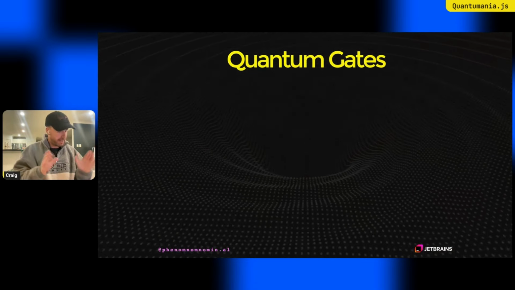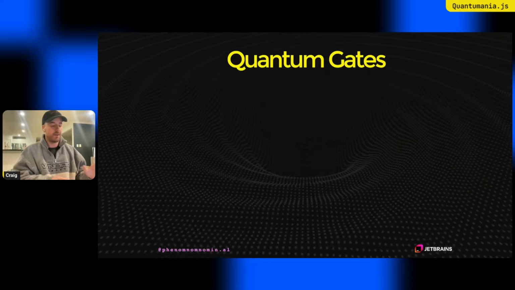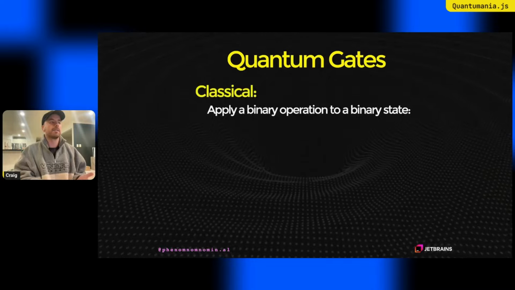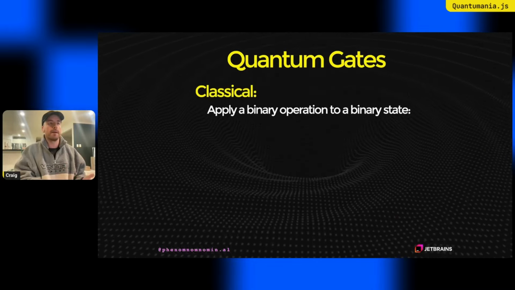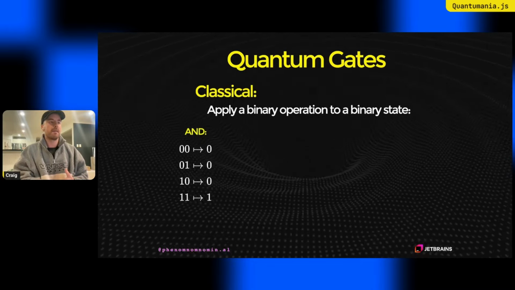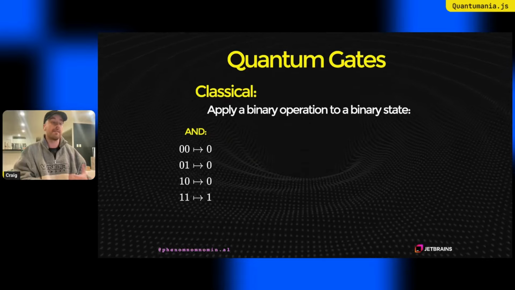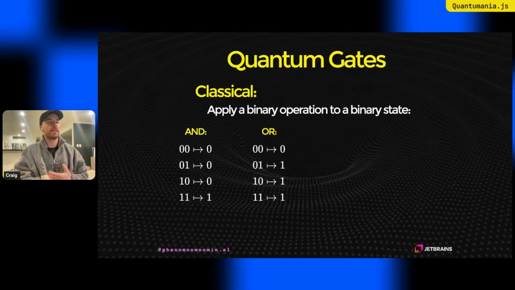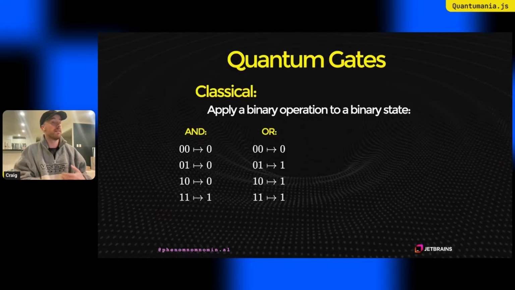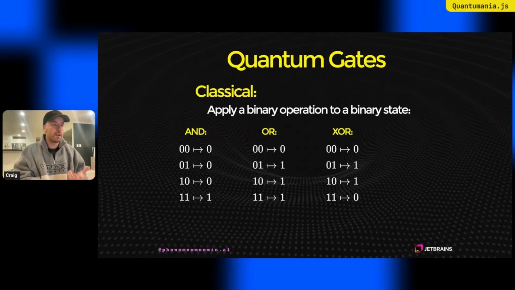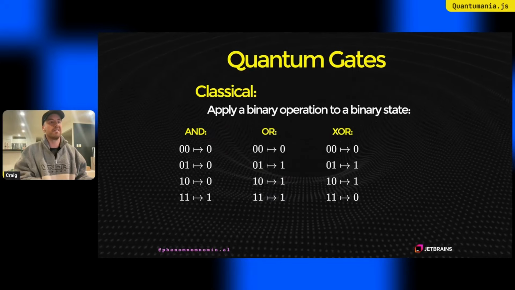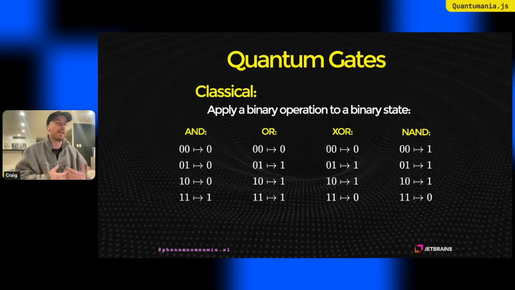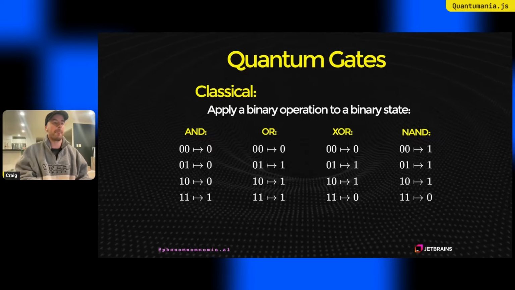Cool. So we have these states and we know how to measure them, but we want to do some stuff with them. In a classical system, we know what gates are. We're applying a binary operation to a binary state. We have an AND, where if we take 2 bits and they're both 1, we get a 1, or an OR gate, where if either of the bits are 1, we get 1. The exclusive OR, where if only one of the 2 bits is 1, we get a 1, or a NAND, which is an inverted AND operation. We always get a 1 unless both of the inputs are 1.